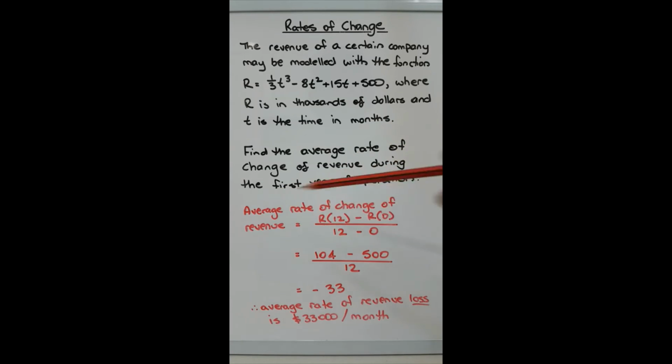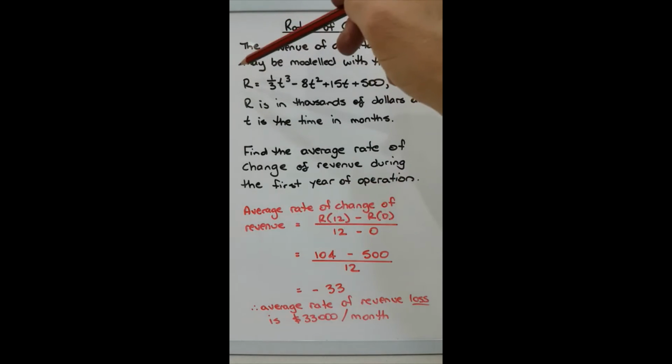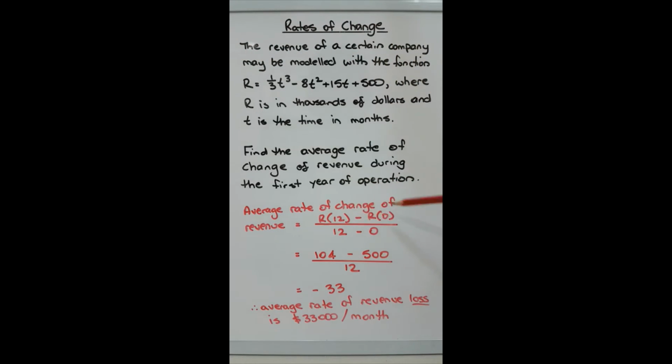So we need to use the 2-point gradient formula here. So average rate of change of revenue is equal to r of 12, so the value of the function when t equals 12 months, minus r of 0 over 12 minus 0. And this equals 104 minus 500 over 12, which equals negative 33. So therefore, the average rate of revenue loss, since this is a negative number, is $33,000 per month over the first 12 months.